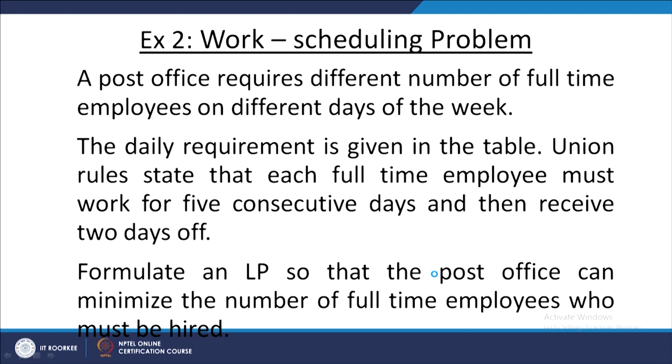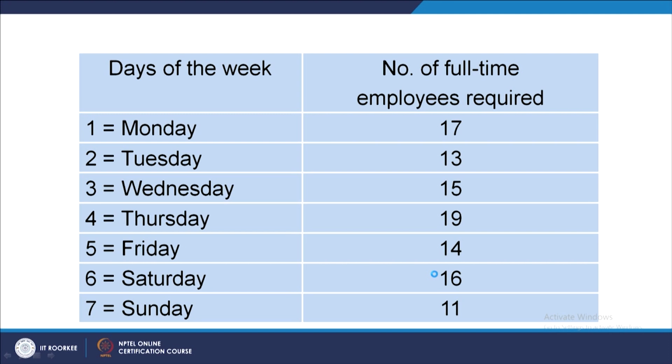So, let us look at the data that is given. The data says that the 7 days of the week have the following requirement of number of full time employees. First of all, if you call Monday as day number 1, then it requires 17 full time employees for Monday. Similarly, for day 2, that is Tuesday, there are 13 full time employees required, and like this for the remaining days of the week. This is the data given in the problem.